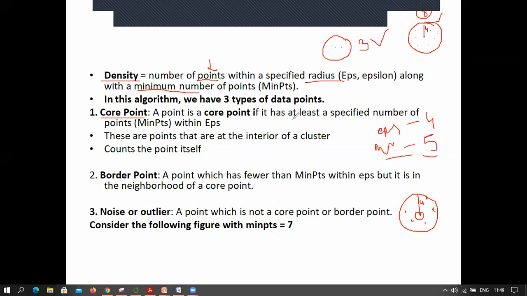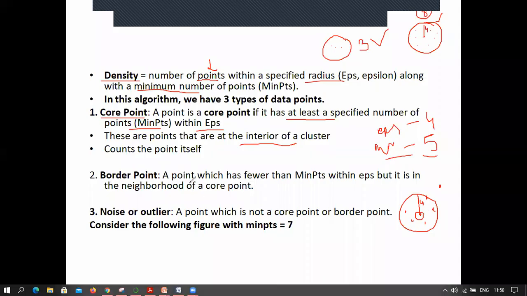A point is a core point if it has at least the specified minimum number of points within epsilon. That means it has a minimum of 5 neighbors. And what's the meaning of a neighbor? If they are at a distance of epsilon or lesser than that. If any data point is at a distance greater than epsilon, then that is not considered a neighbor. So all these points, if they are at the interior of a cluster, or you can say at the interior of this circle, then that point is considered a core point.